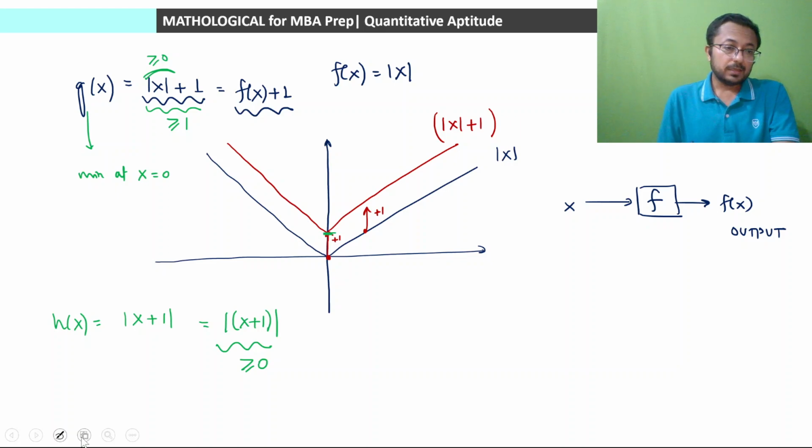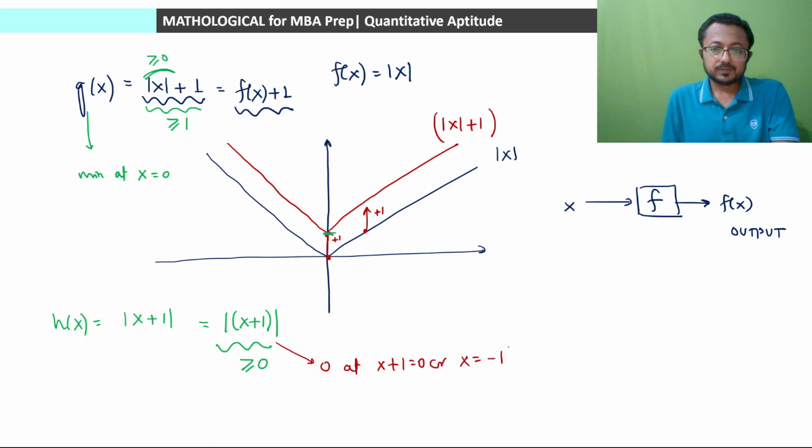0 कब होगा? 0 तब होगा when x plus 1 will be equal to 0. हमारा mod of x 0 कब होता है? When x is 0. तो mod of x plus 1 will be 0 at x plus 1 equal to 0, or basically at x equal to -1.